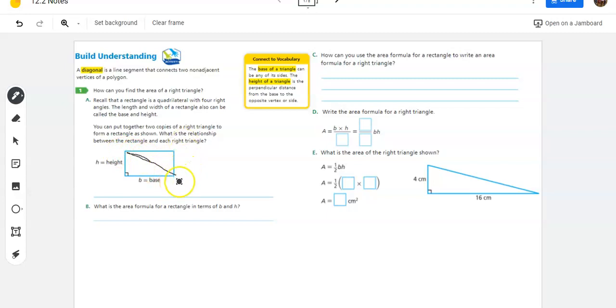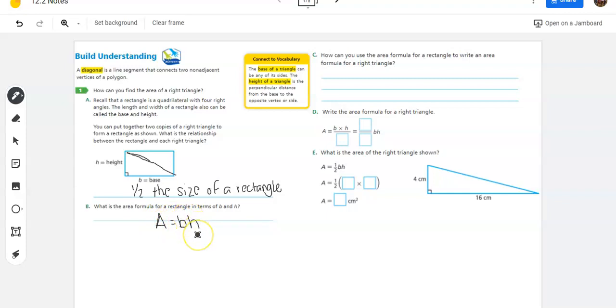What is the relationship between the rectangle and each right triangle? Each right triangle is half the size of a rectangle. So half the size of a rectangle. What is the area formula for a rectangle in terms of base and height? That is area equals base times height.